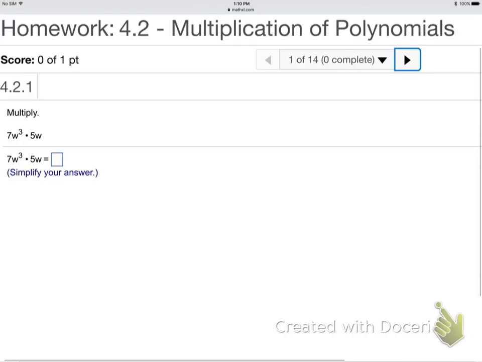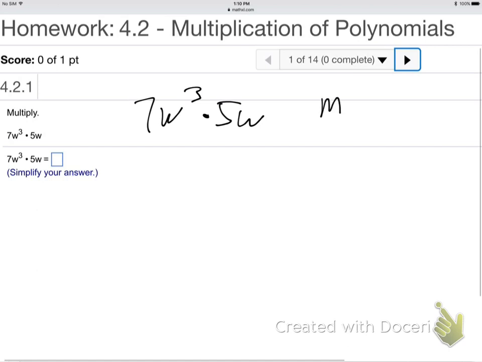All right, so here we go. We've got 7w to the third times 5w. Last section we were adding and subtracting letter stuff, and that was just like terms. Now we're going to multiply letter stuff. So what's the rule when you multiply two letter kind of things, two number-letter terms?